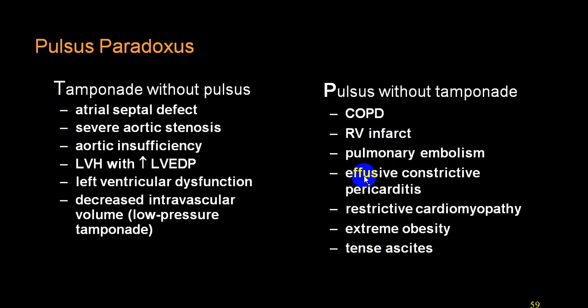And if the person has effusive constrictive pericarditis, but classical in case of status asthmaticus, severe COPD, or severe cor pulmonale, then you can use the words extreme obesity, tense ascites, and then you can think in terms of a restrictive cardiomyopathy, etc. These are for your oral exams.